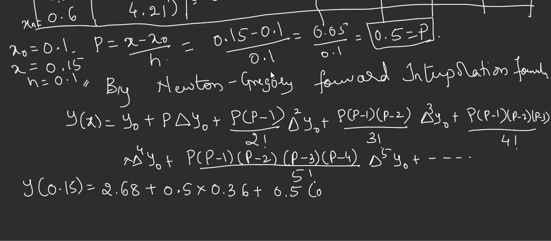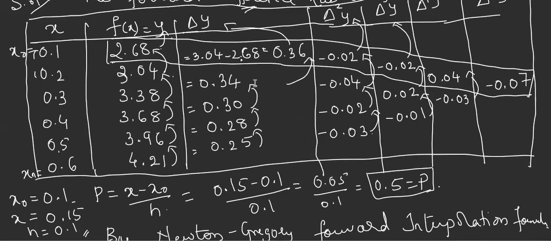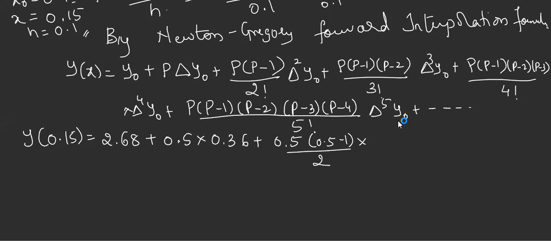Next, p into p minus 1 into, what is delta square? Every time I'll not scroll it up. Please tell me. See, here the values are there, no? Minus 0.02. Then p minus 1, p minus 2 into, what do you have? Delta square is how much? Minus 0.02. Delta cube, minus 0.02. Divided by 3 factorial is how much?